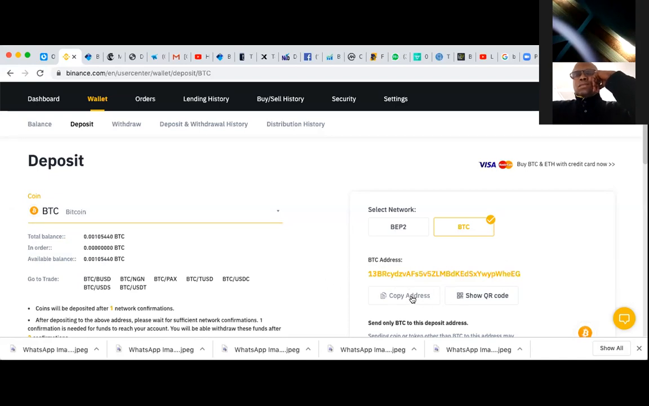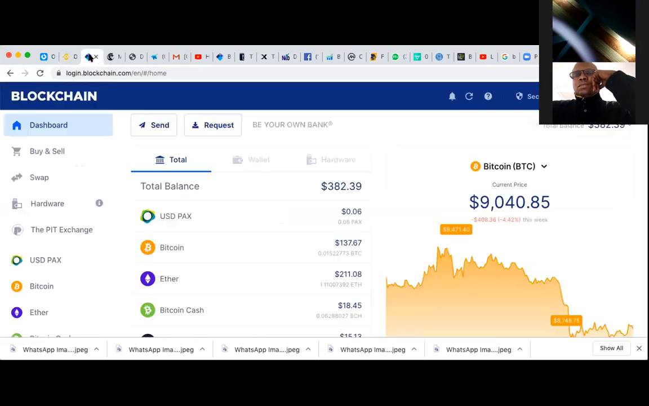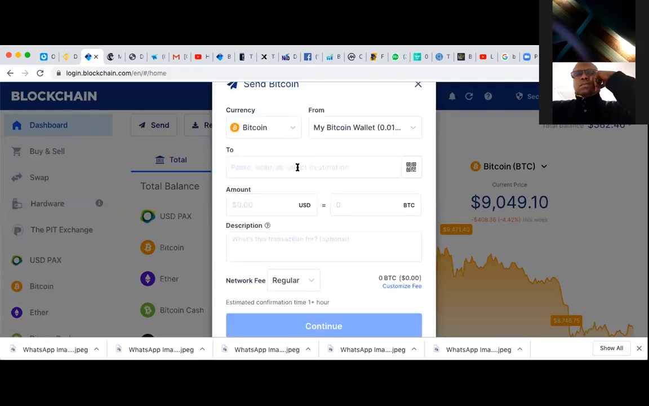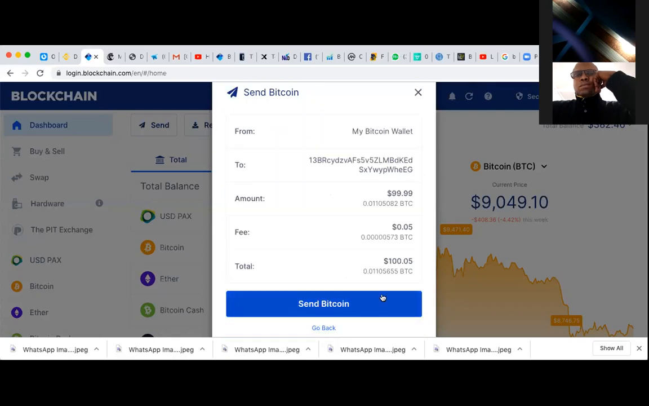So of course you will see copy address. Then immediately you do that, you'll be able to copy the address. And let's say you go to blockchain, or maybe you are buying from somebody, or you've bought already, and then you have to come down here and click on send and then paste your wallet address. Okay, let's say I want to send $100. So I can just type $100 and then click on continue.